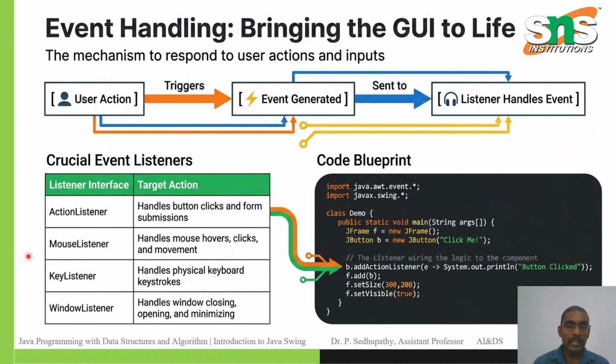Here are certain listener interfaces. There is an ActionListener, which handles button clicks and form submission. There is a MouseListener, which handles the mouse controls. Mouse control may be right click, left click, double click, mouse overs, or click and drag. Everything comes under MouseListener. Coming to KeyListener, it handles physical keyboard strokes, and there is a WindowListener. Here is a simple example of how listener functions work.